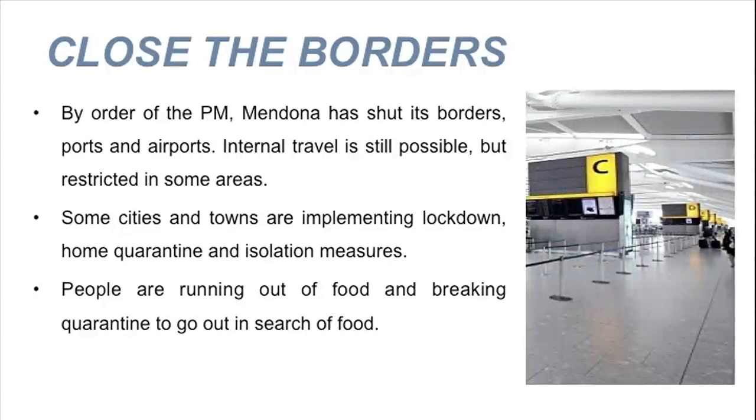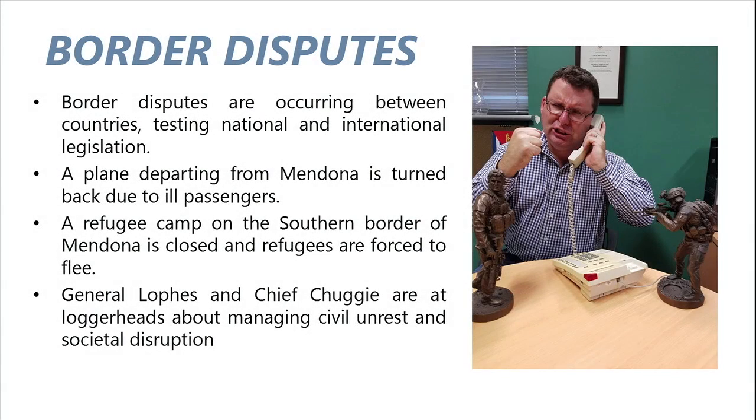So the borders are closed by the order of the Prime Minister. Internal travel is still possible, but restricted in some areas. Some cities and towns are implementing complete lockdown, home quarantine and isolation. People are running out of food and breaking quarantine to go out in search of food. Border disputes are occurring between countries, testing national and international legislation. A plane departing from Mendona is turned back because of ill passengers. A refugee camp on the southern border of Mendona is closed, and the refugees are forced to flee. General Lopez and Chief Chuggy are at loggerheads about management of civil unrest and border disputes.